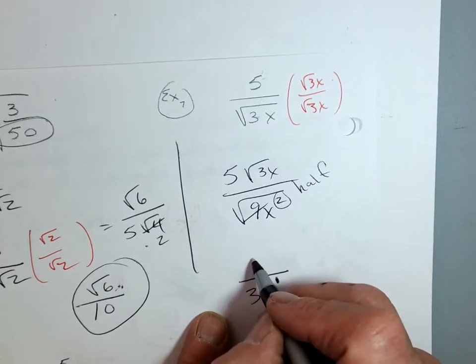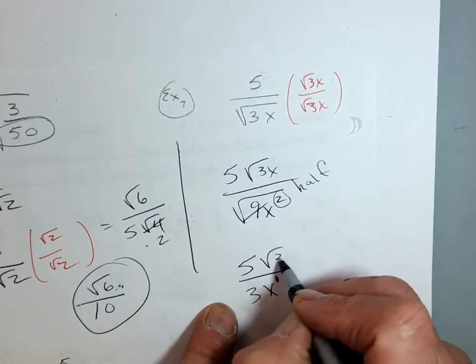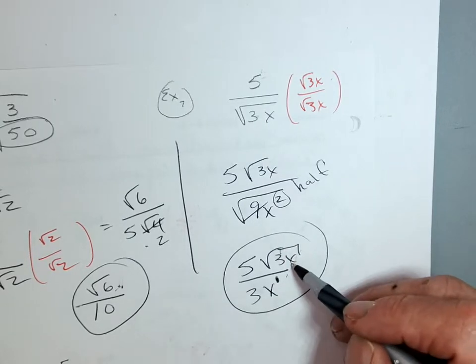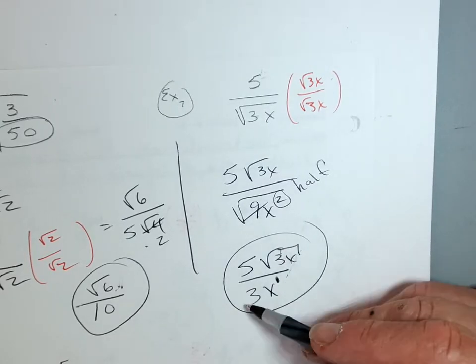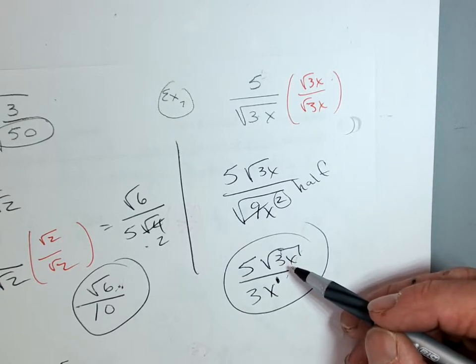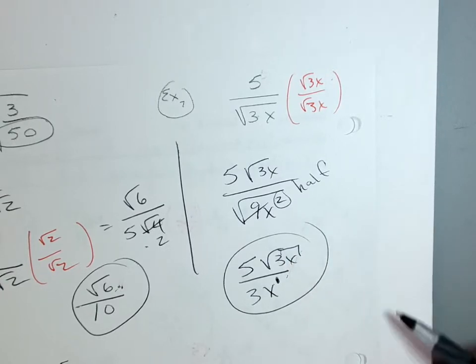But on top, I still have 5 square roots of 3x, okay? Don't divide those because it's not really an x. It's a square root of x, okay? Don't divide the 3's because it's not really a 3. It's a 1.73 blah, blah, blah, okay? Stop there, okay? Now, example 8.